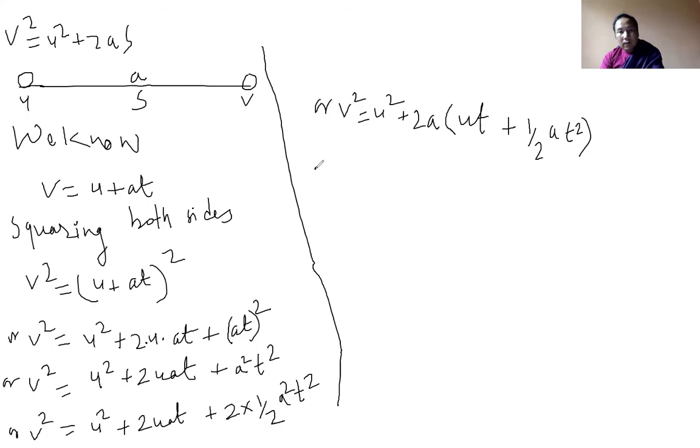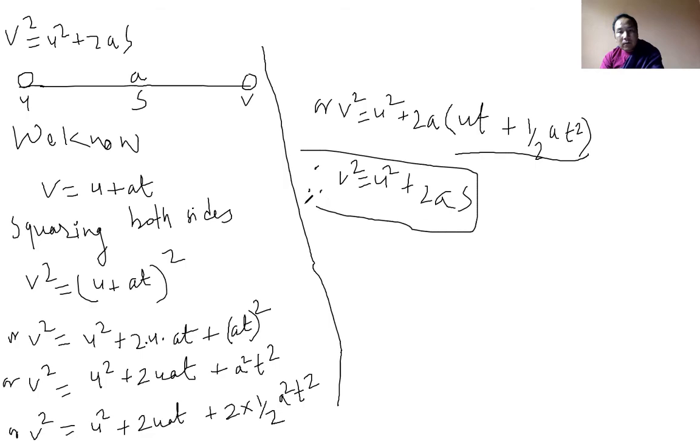So finally v square equal to u square plus 2a. Now see, if you remember, the second equation of motion was ut plus half at square, means it is s. So that's why in place of this whole, we can write s. In this way, we can prove the last equation as well.